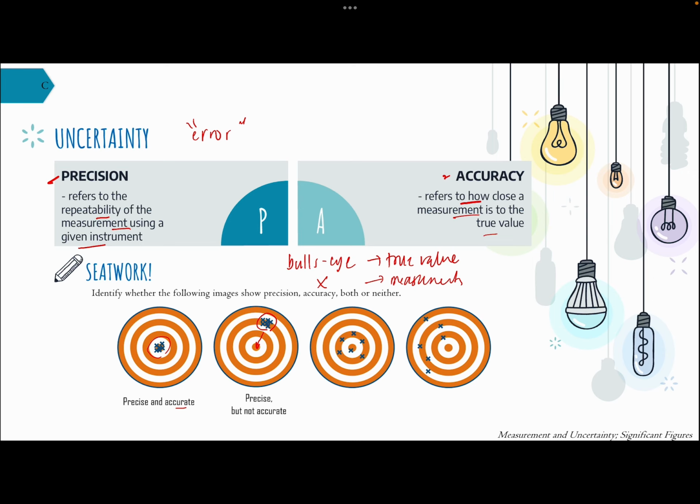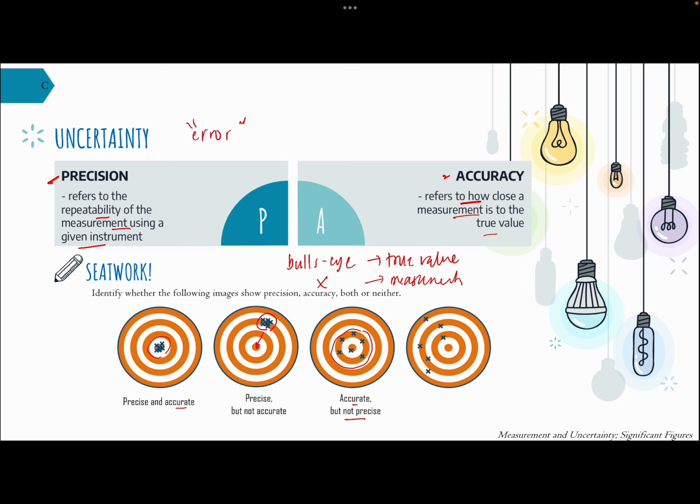How about the third figure? Ano sa tingin nyo? So, the darts have landed far from each other. So, it doesn't show repeatability, therefore, it doesn't show precision. So, it's not precise. However, the darts are generally centered around the bullseye. Therefore, we can say that it's fairly accurate. Okay, so it's accurate but not precise.